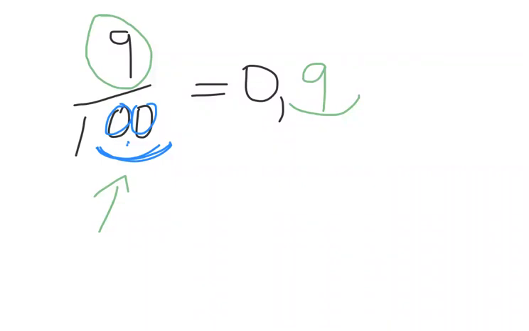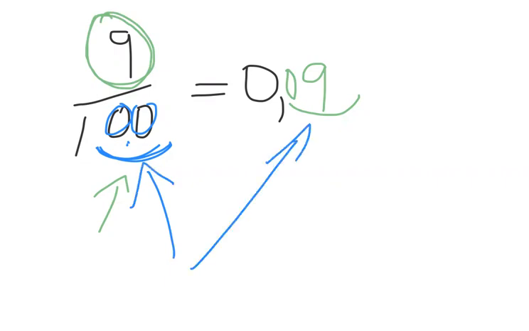So now what we're going to do, if you only see 1 number over here, we're just going to add a 0. Why? Because if there are 2 zeros, we want 2 numbers over there.